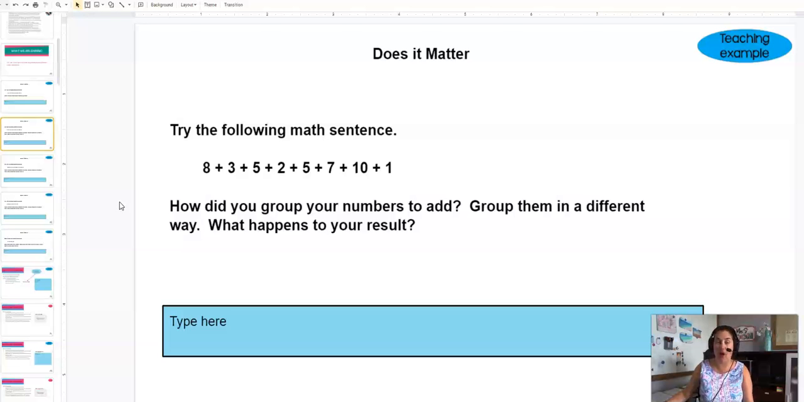So it doesn't matter how you group them, really. You can do them in any order you wish. You can add them in the order they are listed, and you will still always get the same answer.